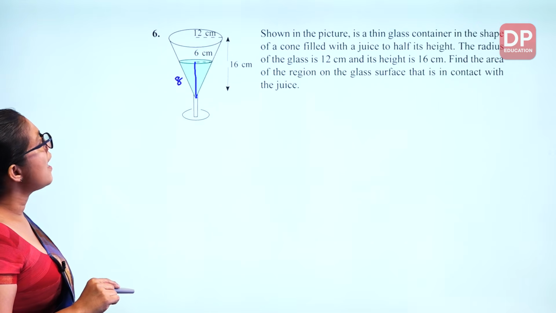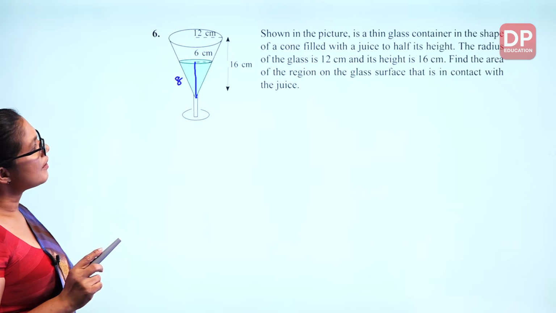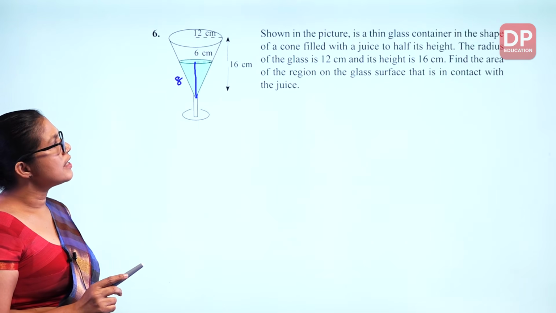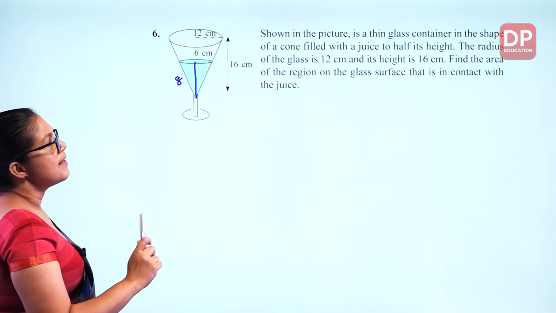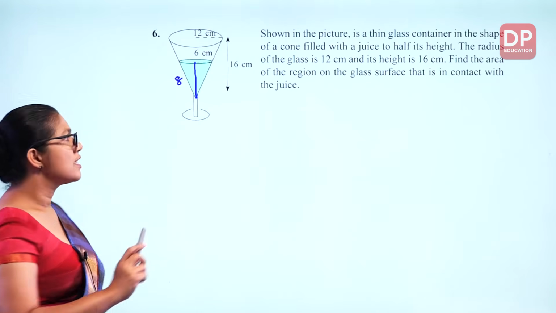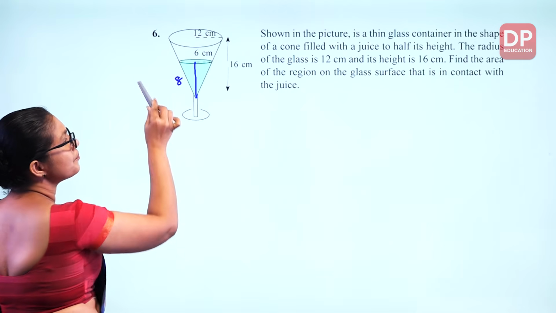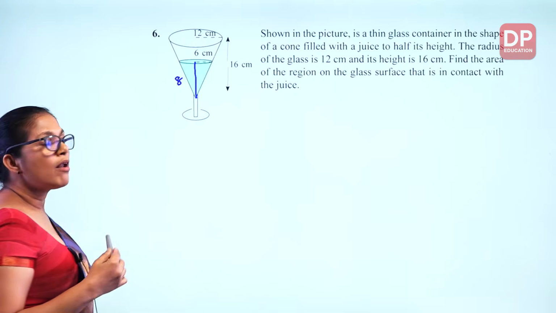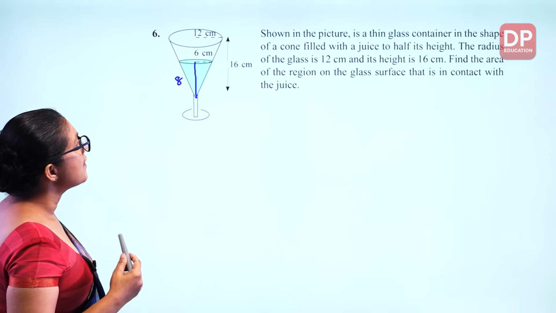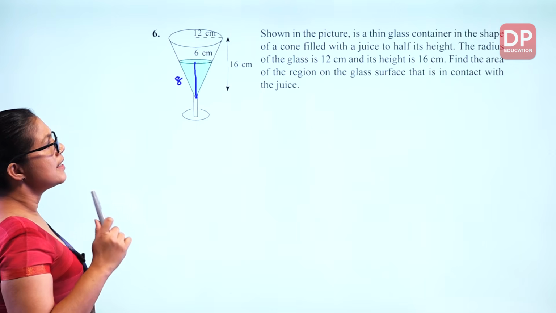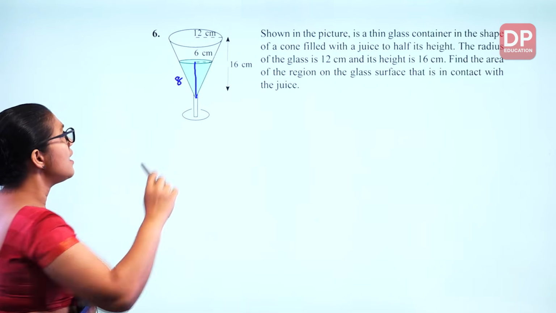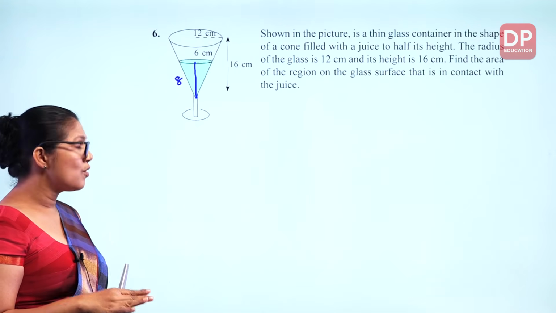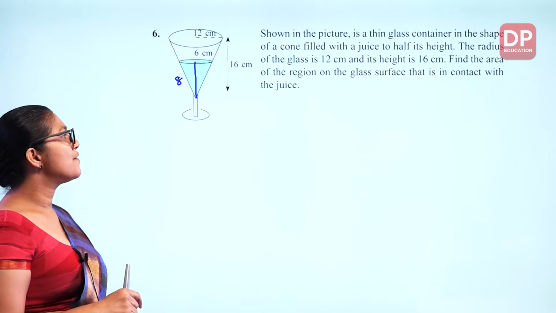And the radius of the glass is 12 centimeters, given. And its height is 16. Find the area of the region of the glass surface that is in contact with the juice. So that means you are asked to find the surface area of the small cone. So here, do we have to find the area of the circle? No, only the curved surface area.